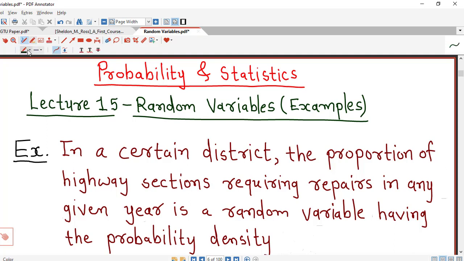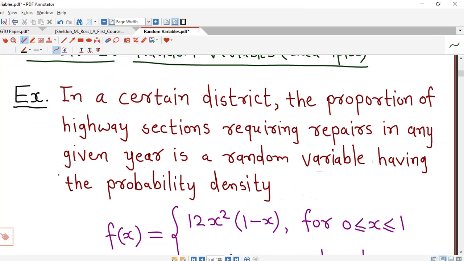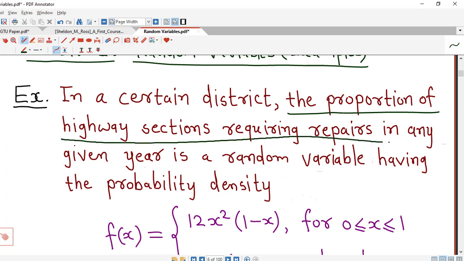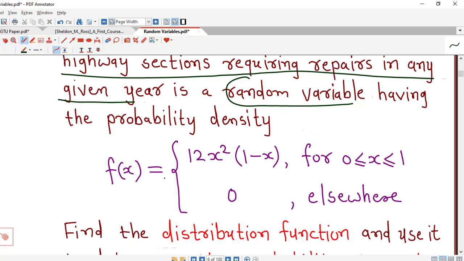In this lecture we are going to discuss one more example on finding the distribution function of a continuous random variable. So let's start with this example. We are given that in a certain district the proportion of highway sections requiring repairs in any given year is a random variable having the probability density f(x) = 12x²(1 − x) if x is between 0 and 1, and 0 otherwise.